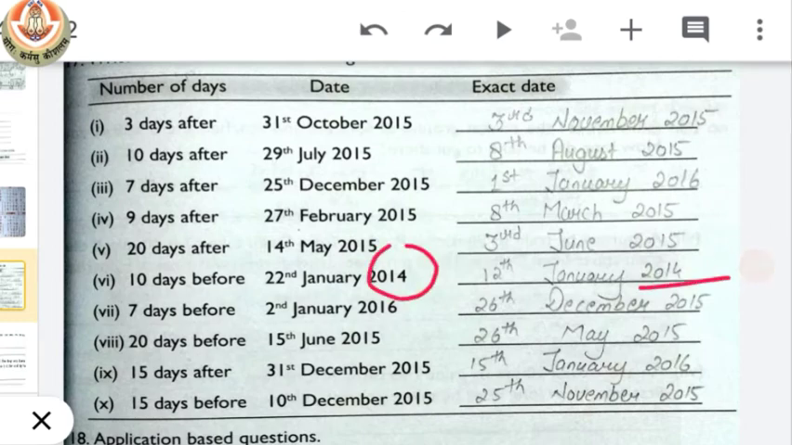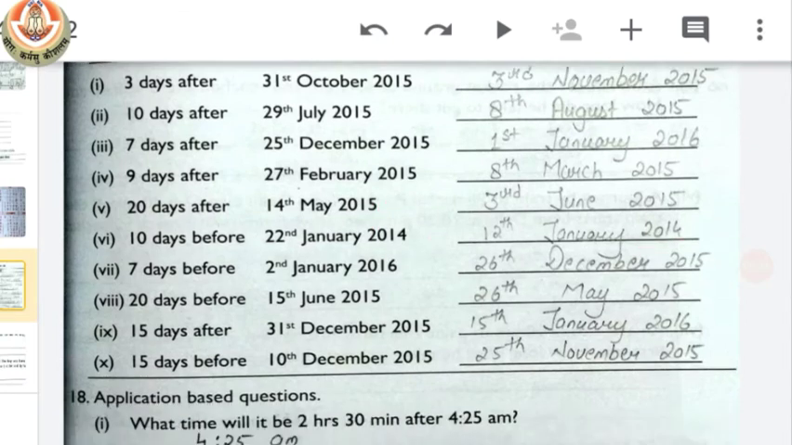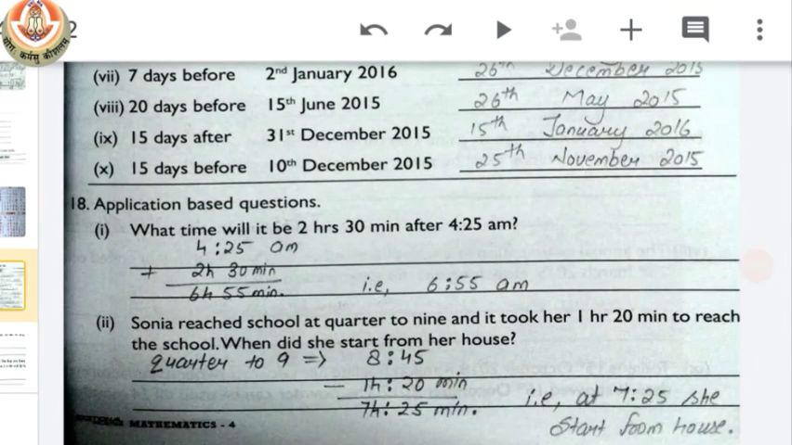Okay. Similarly, you have to do this for all the other parts. Okay, class? Let's move on to the next question, which is application based questions.